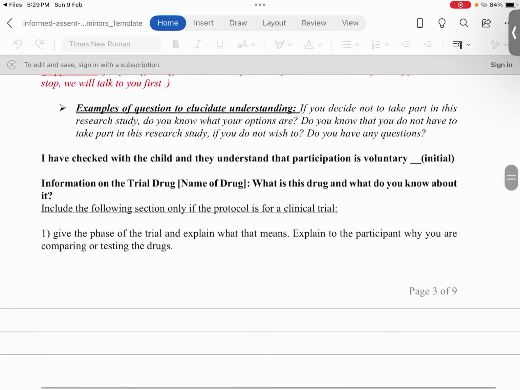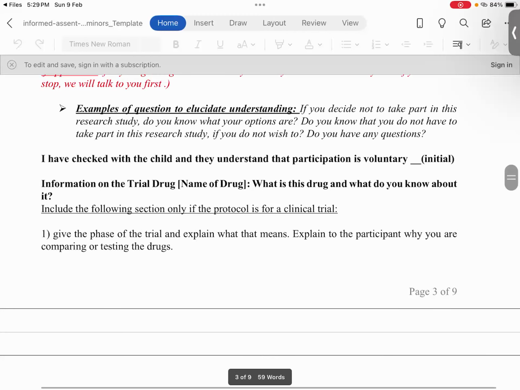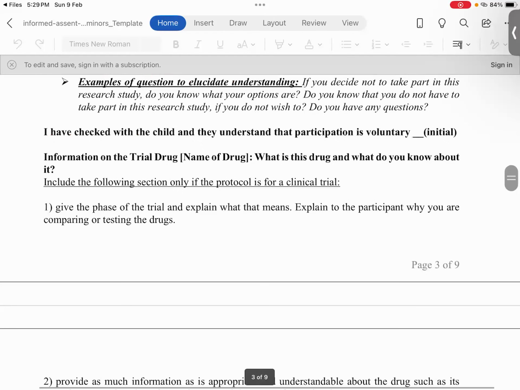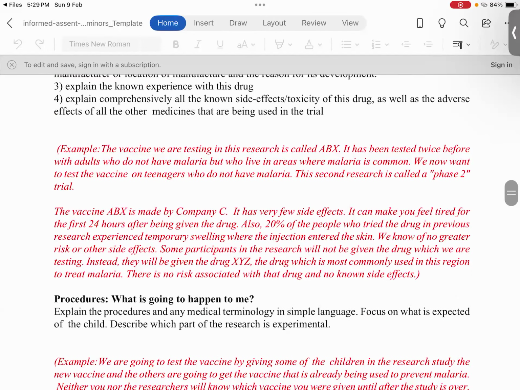So I'm not reading all the text, students, because it's not possible. But wherever I feel it's needed, I will. This is how they have explained the phases of clinical trial.